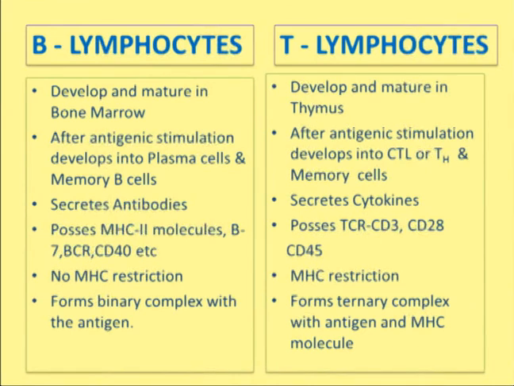Now, one important distinction between B lymphocytes and T lymphocytes. B lymphocytes can directly bind with the antigen. If an antigen comes, B lymphocytes can directly bind to it. But T lymphocytes cannot directly bind to the antigen. T lymphocytes can bind with the antigen only when the antigen is first processed, either by any of the nucleated cells or by APCs. And then this antigen has to be presented with the appropriate MHC molecule.